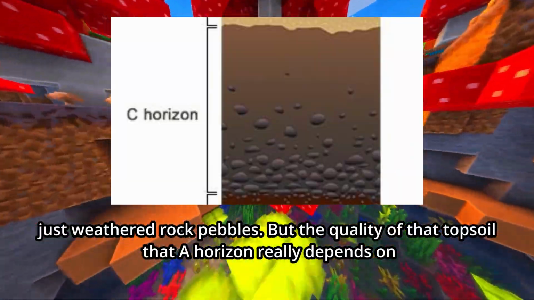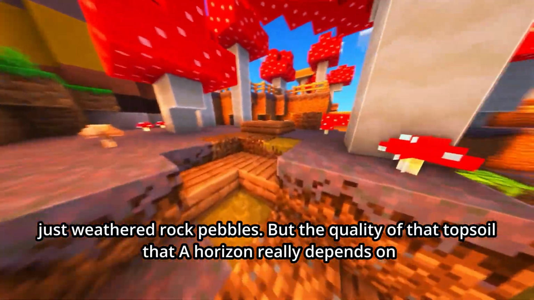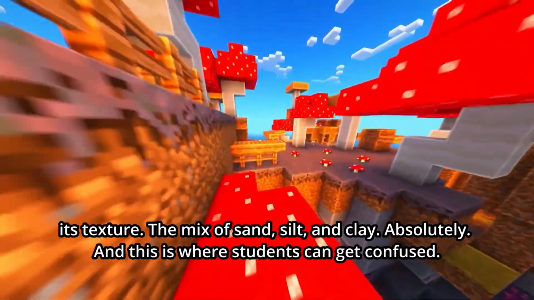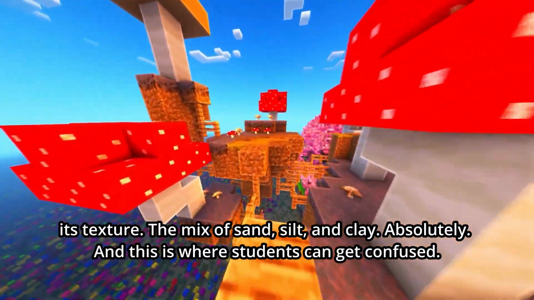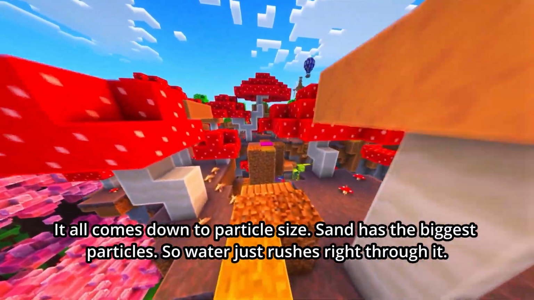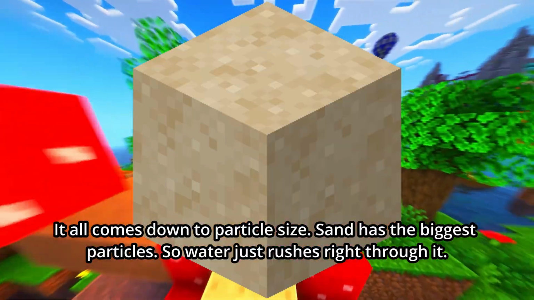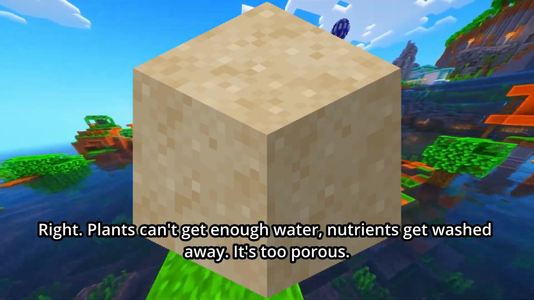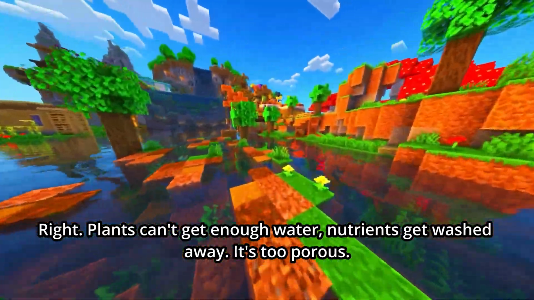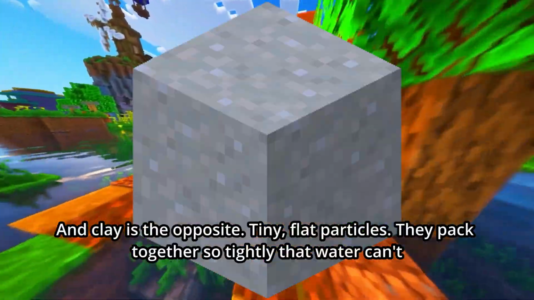But the quality of that topsoil, that A horizon, really depends on its texture. The mix of sand, silt, and clay. Absolutely, and this is where students can get confused. It all comes down to particle size. Sand has the biggest particles, so water just rushes right through it. Right, plants can't get enough water, nutrients get washed away, it's too porous. And clay is the opposite.